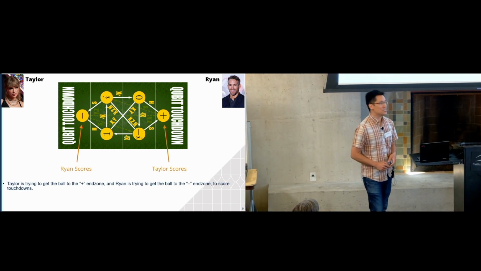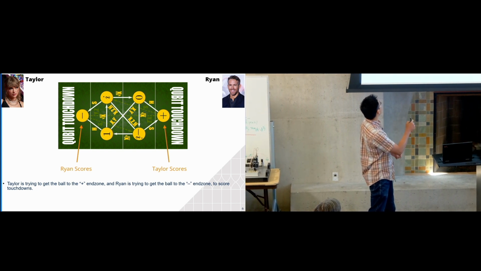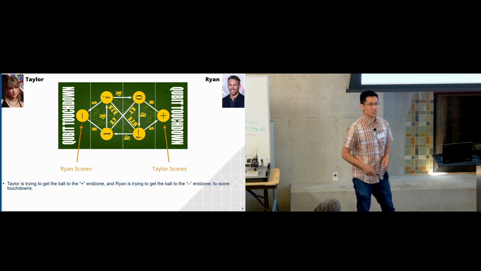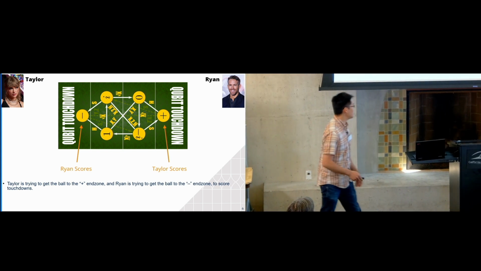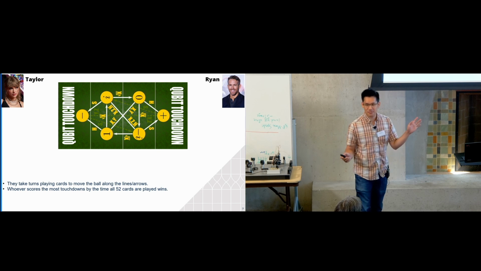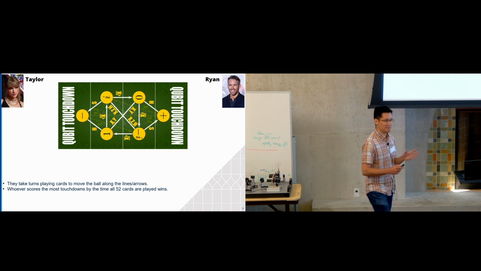And Ryan is trying to get the football to Taylor's end zone to score, and Taylor's trying to get the football to Ryan's end zone to score touchdowns. And so they're going to take turns moving the football, trying to get the football to the respective end zones to score touchdowns. And whoever scores the most touchdowns by the time all 52 cards are played wins. So that's it.